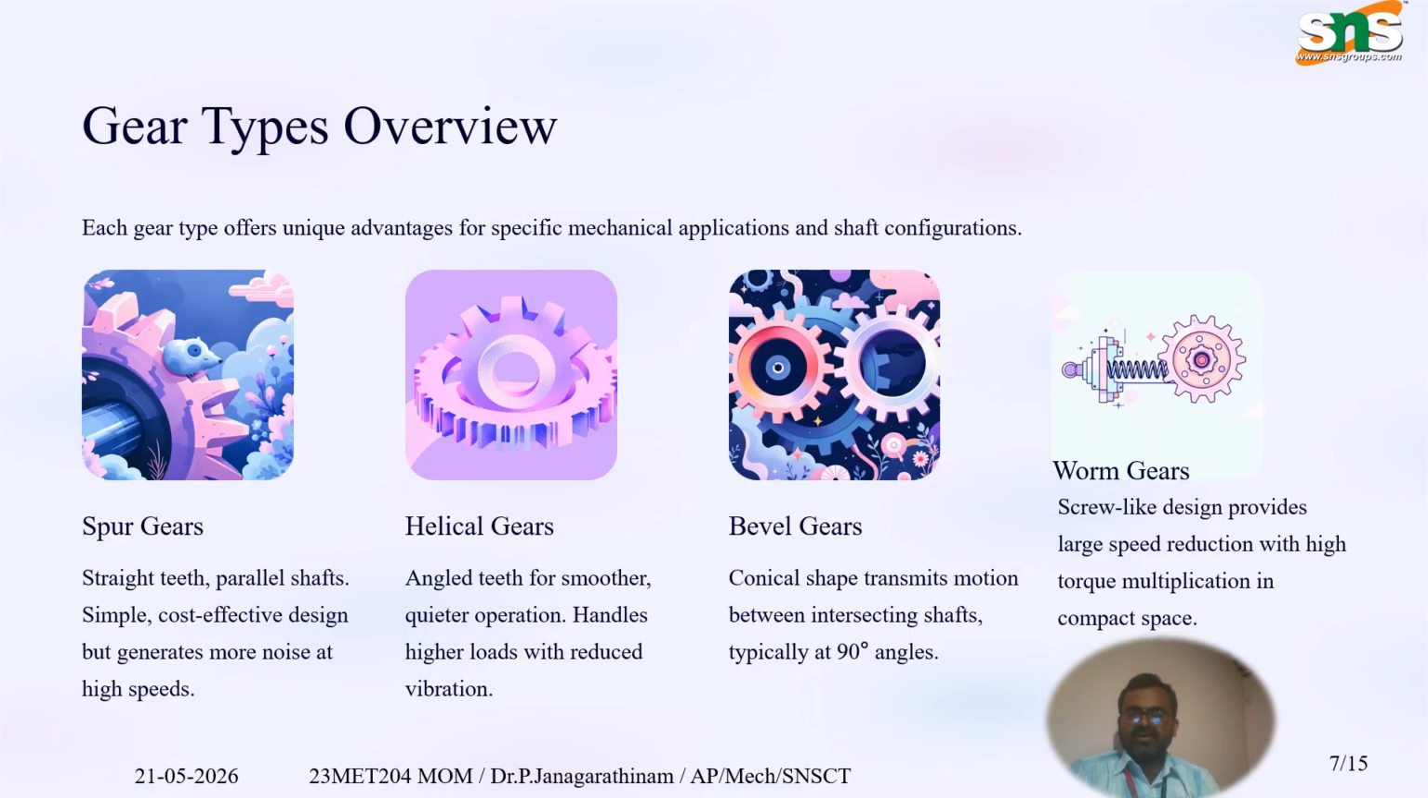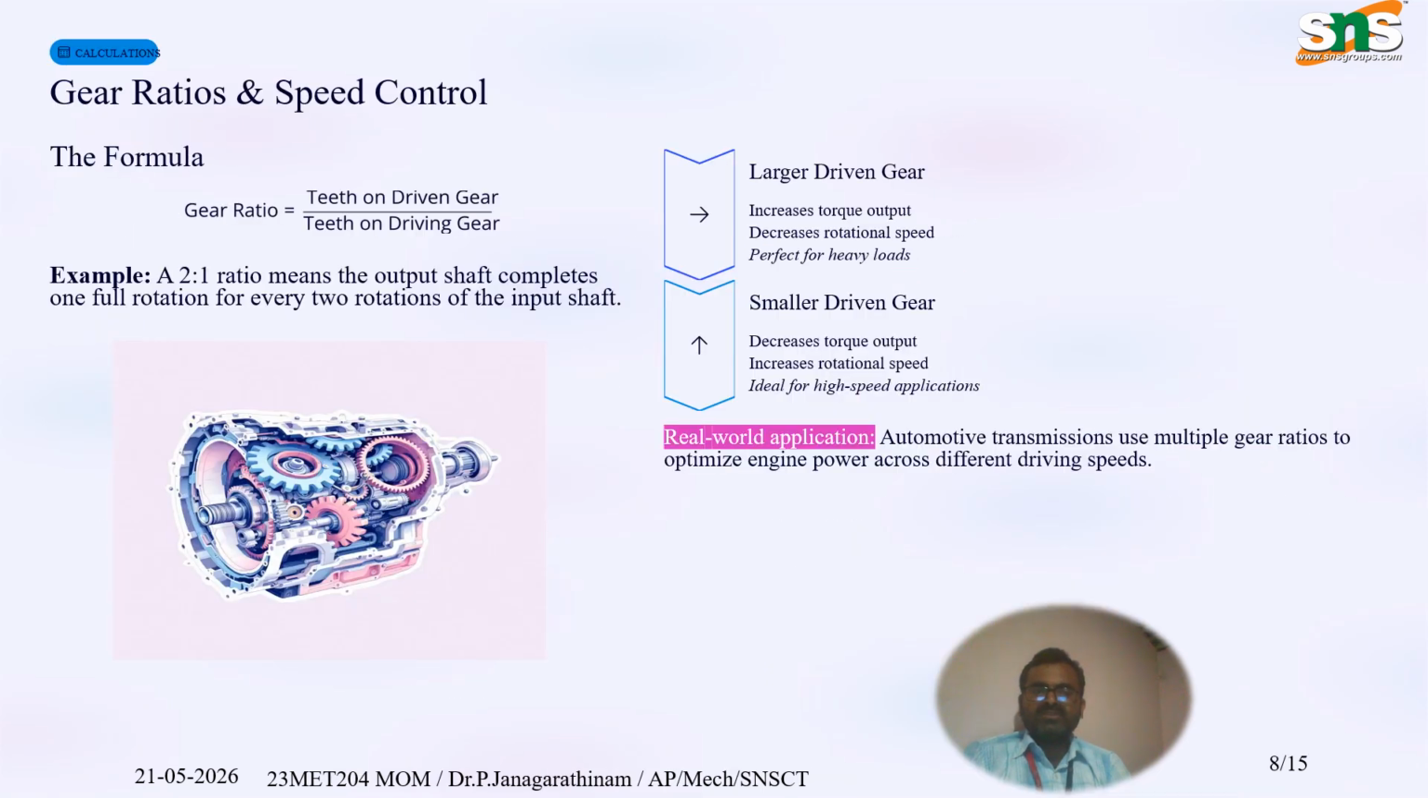So this is an overview of the gear types. Spur gear, helical gear, bevel gear and worm gear. The spur gear has straight teeth for parallel shafts, the helical gears have angled teeth for smoother operation, and bevel gears have a conical shape, transmitting motion between intersecting shafts. Typically it is maintained at 90° angles. And worm gears have a screw-like design, providing large speed reductions with high torque multiplication in compact specifications.